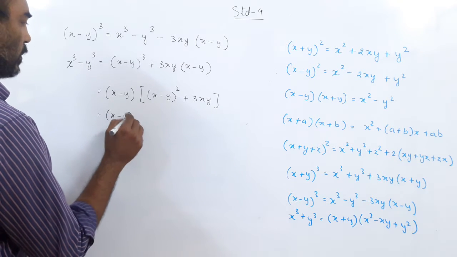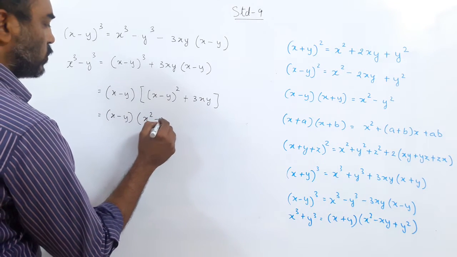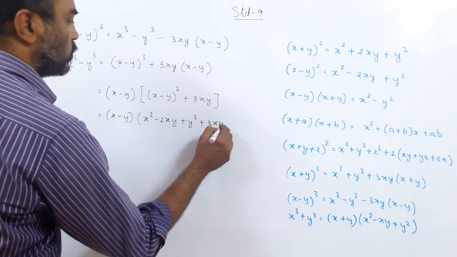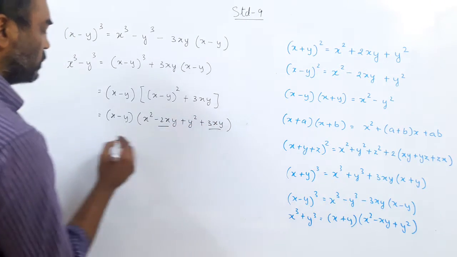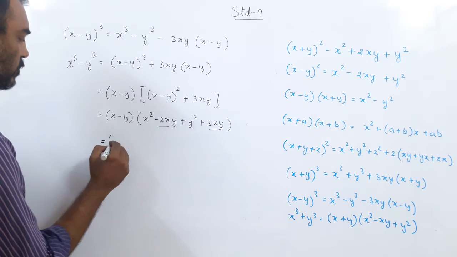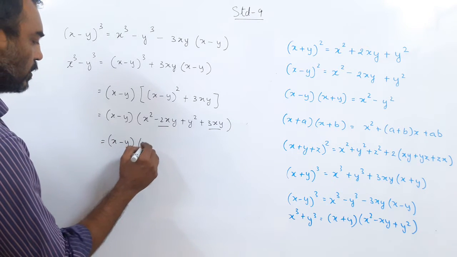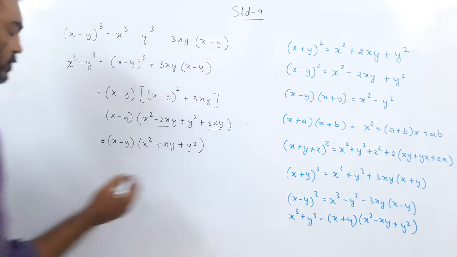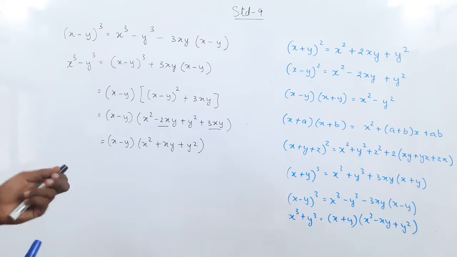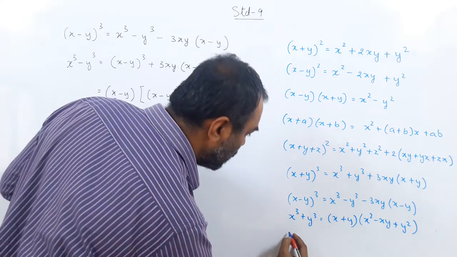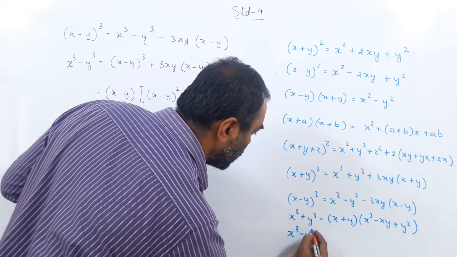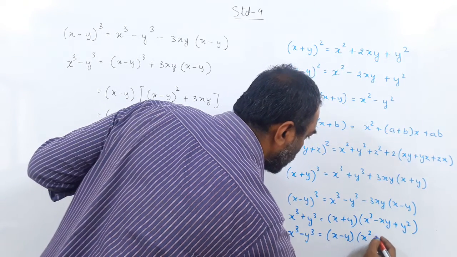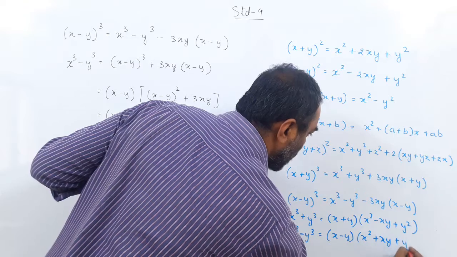Opening the bracket, x minus y, x square minus 2xy plus y square plus 3xy. These two are like terms. The bigger power is positive. So we get x minus y, x square plus xy plus y square. So what is the new formula added to our already existing ones? X cube minus y cube is x minus y, x square plus xy plus y square.